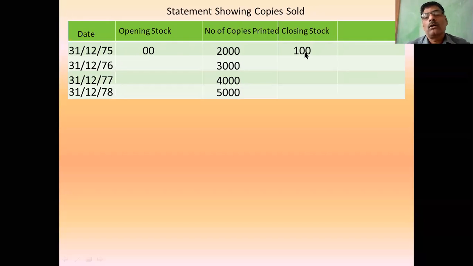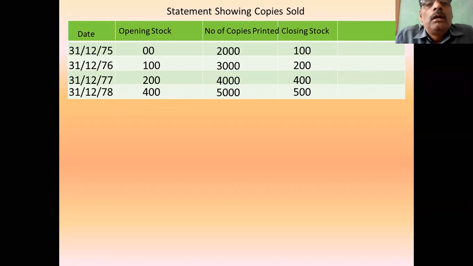And this closing stock of first year becomes the opening stock for the second year. Then second year closing stock 200. This 200 becomes the opening stock for the third year. And third year closing stock is 400. This 400 becomes opening stock for the fourth year. And fourth year closing stock 500 will become opening stock for the fifth year. Fifth year information is not given.